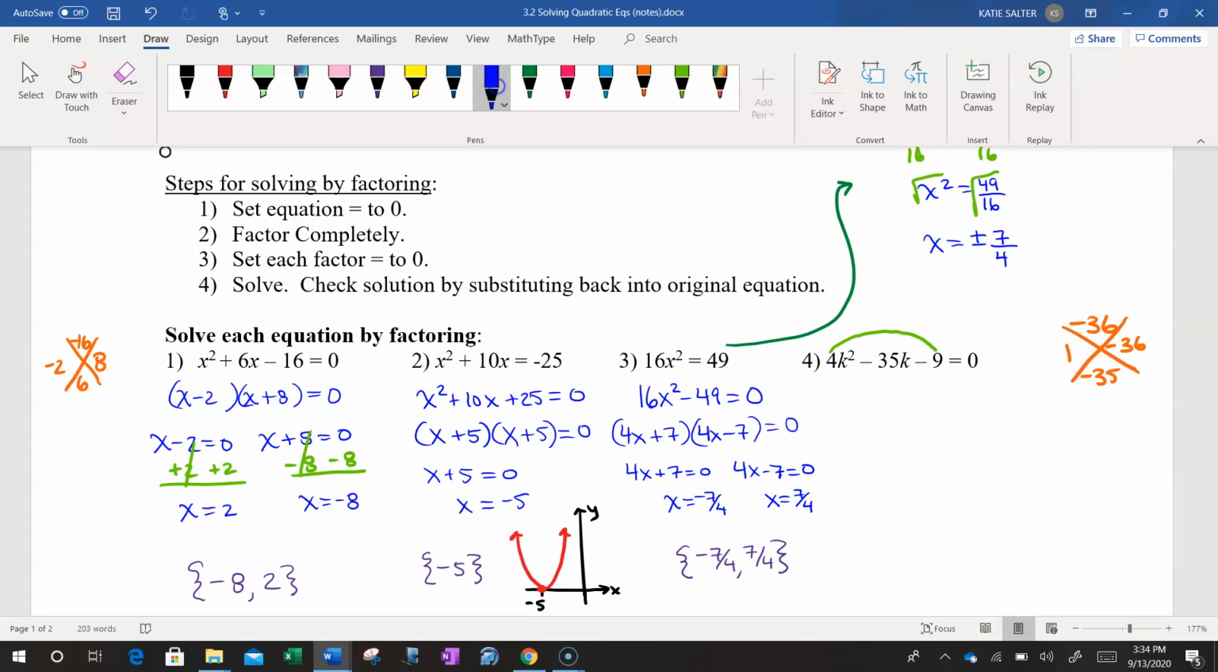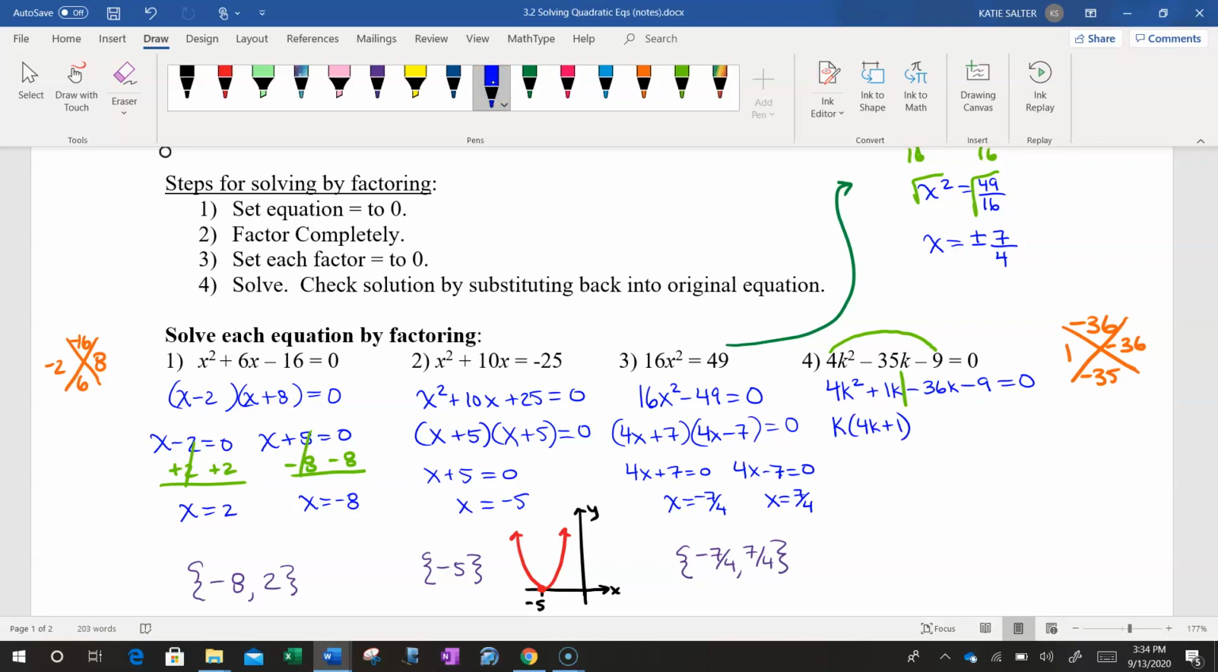So we would rewrite this as 4 terms, because remember, when you FOIL or box, you have 4 terms before you make it into that trinomial. So that'd be 4k squared plus 1k minus 36k minus 9. We then use our grouping method. So what does 4k squared plus 1k have in common? They have k, and we're left with 4k plus 1.